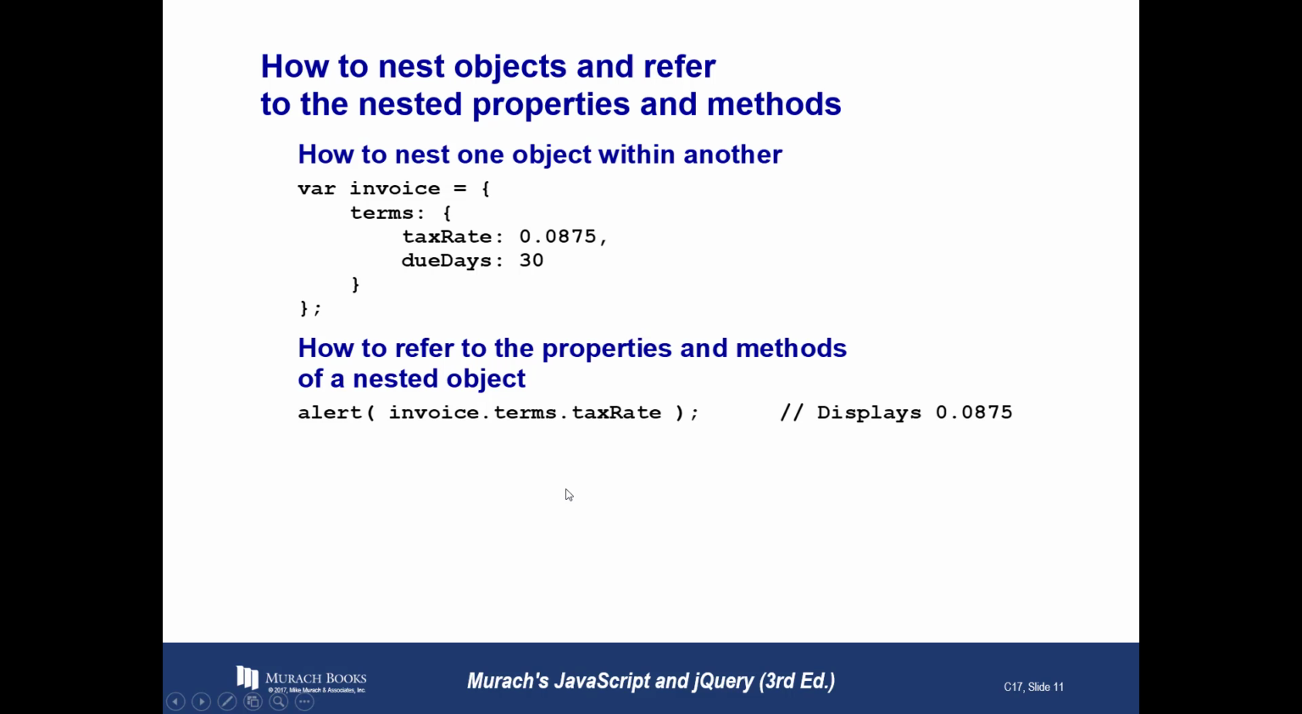Now, is it more complex than that? Of course it is. You can even take one object and put another object in it. So this is an invoice object which has as part of it a terms object. All right, and then notice you start doing what's called chaining, because it's the name of the first object dot the name of the second or inner object dot the name of the property. So we could have also said alert invoice.terms.due days.